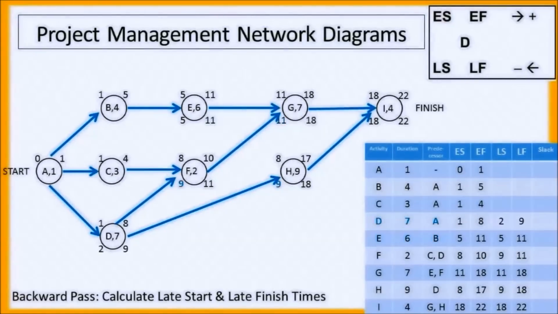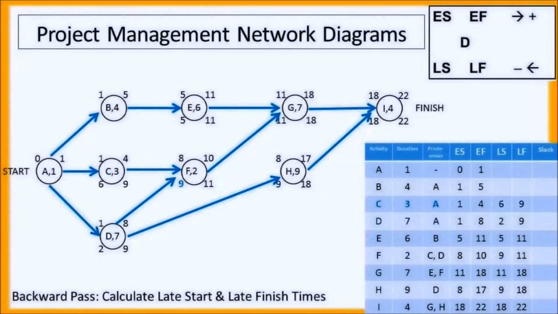Now task D must be finished in time to start both task F and task H. And where I get that from is by looking at the diagram. So once task D is completed, we can begin task F and task H. So task D has to be finished in time to start both of those. Now it just so happens that both of those tasks have a late start time of 9. And so that must be the late finish time for task D. 9 minus 7 is 2, so 2 is the late start time for task D.